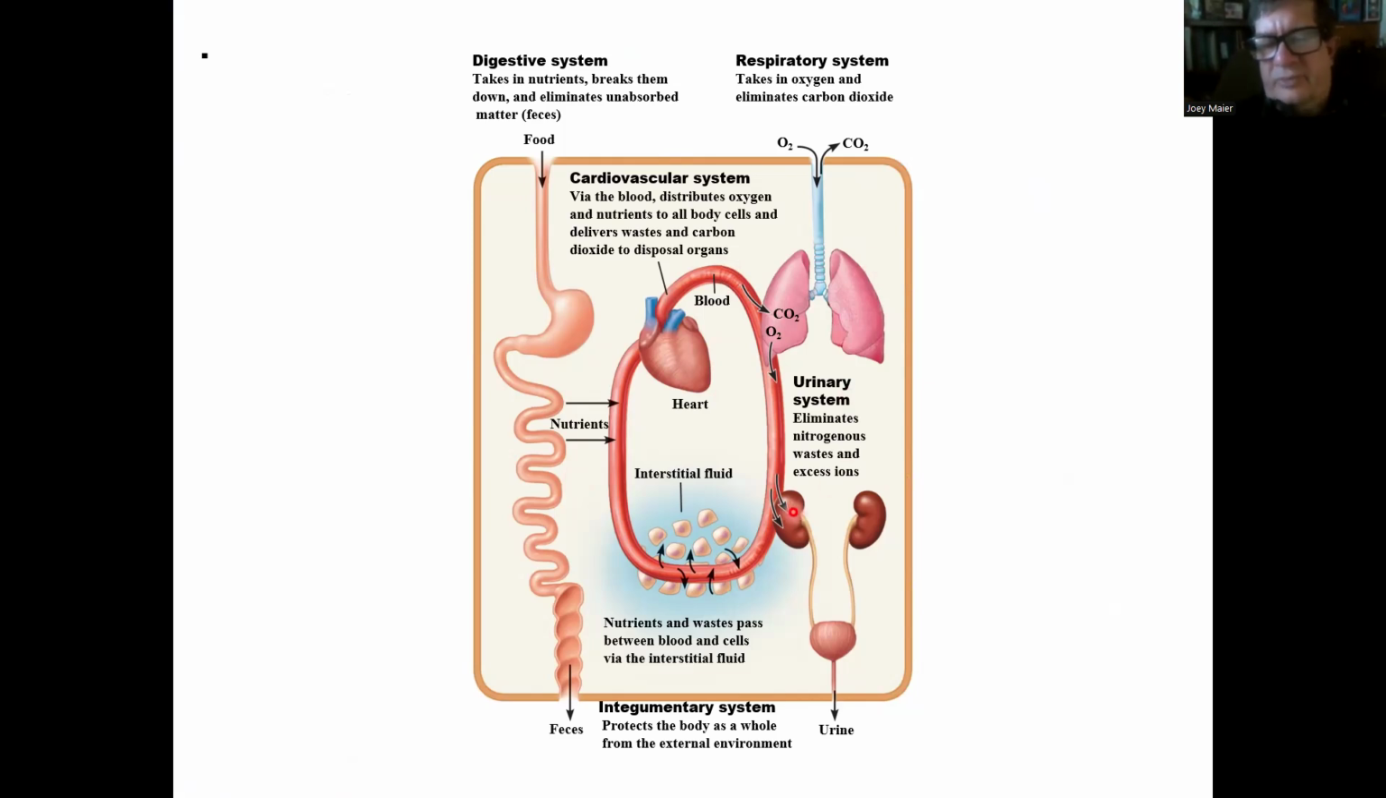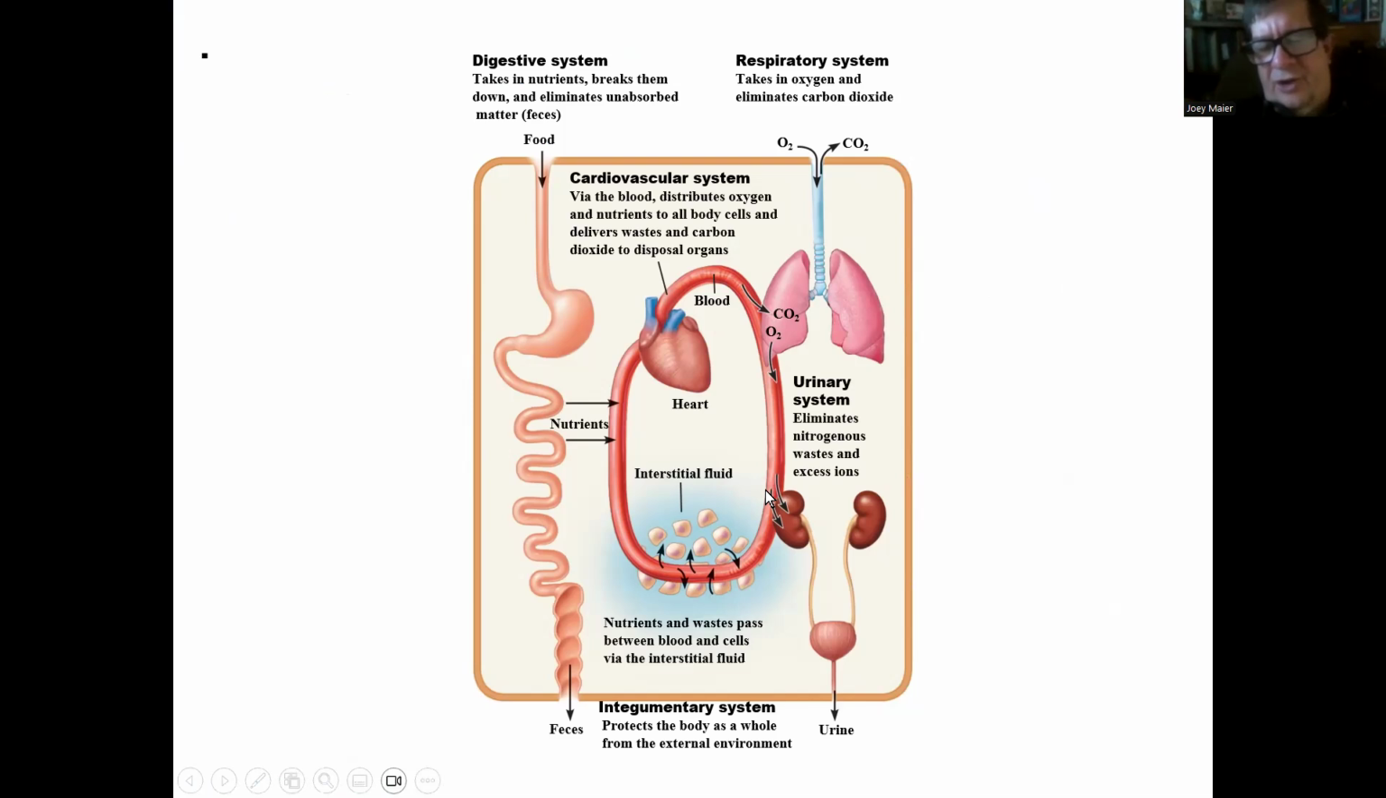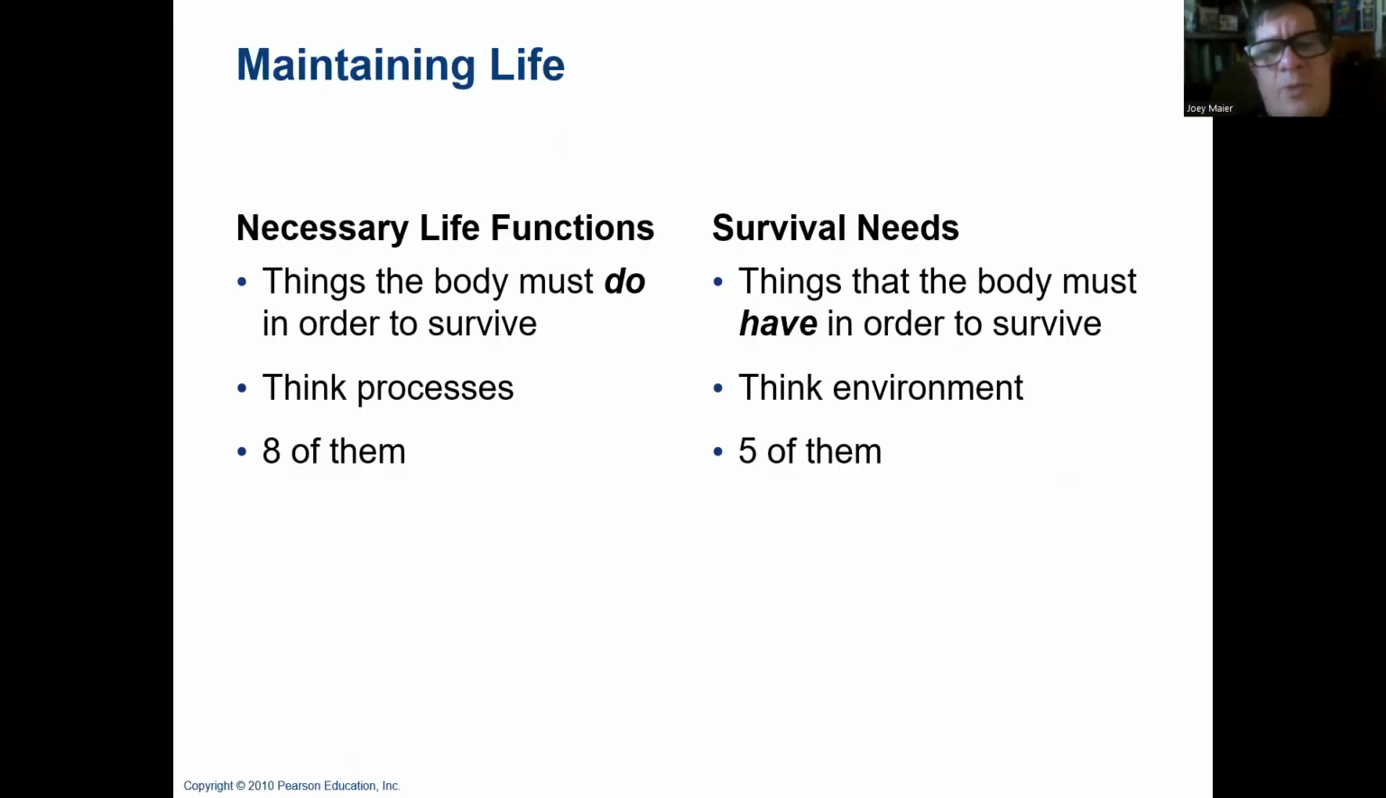Other waste will be put into the urinary system. Our urine, one of its jobs is to secrete urea, nitrogenous waste, which the breakdown of protein is one of the things that causes. Now, what do we need to stay alive?